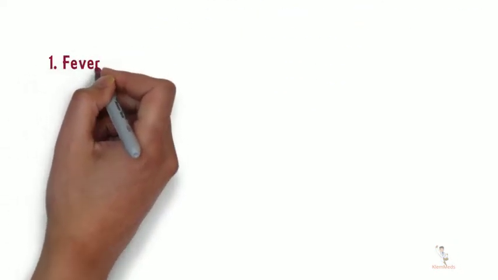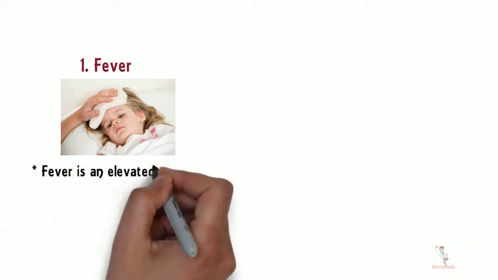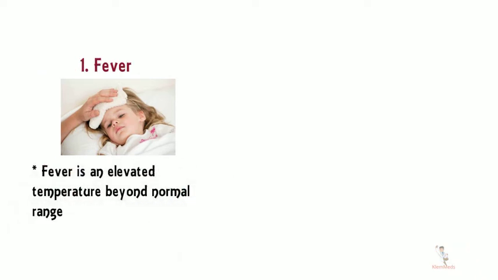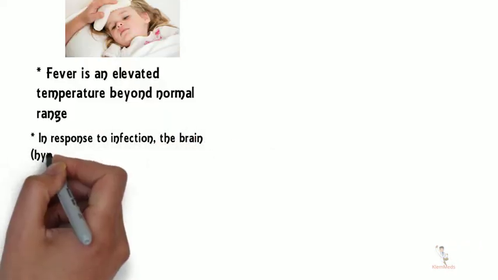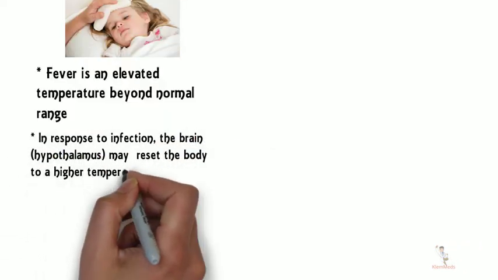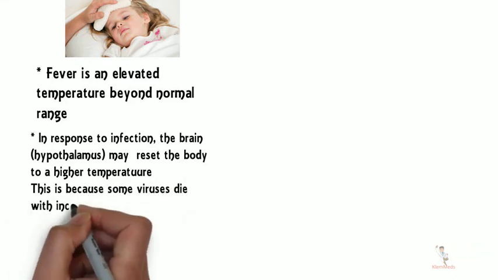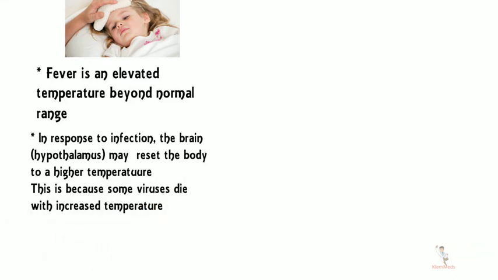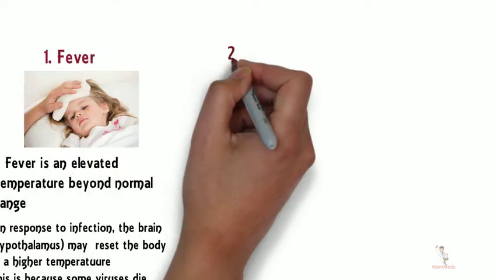So the first symptom is fever, and fever is just defined as the body's temperature above the normal range. The normal range is between 36.5 to 37.5. What it means is that anything around 38 degrees Celsius and above is considered fever. The hypothalamus has a set point for the body's temperature. In response to infection, the brain may reset the body's temperature to a higher set point. This is because some viruses die with increased body temperature. So that is the explanation for why we have high body temperature when there is an infection.